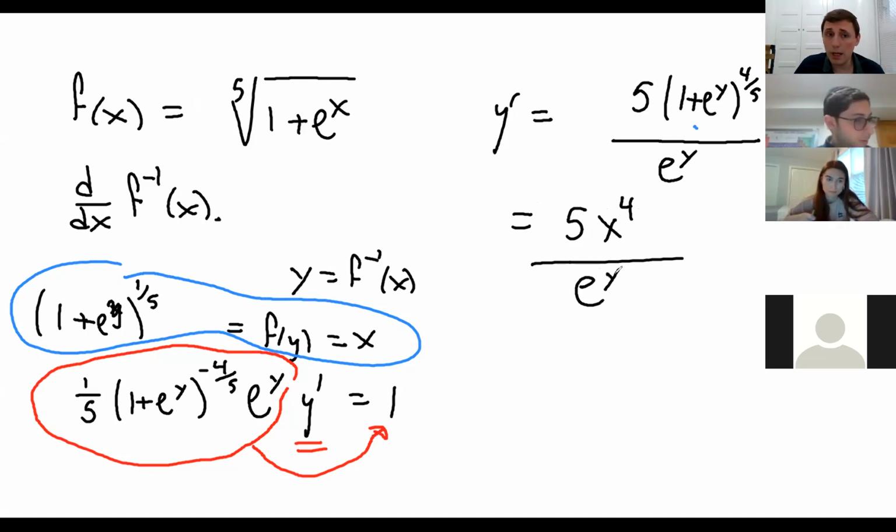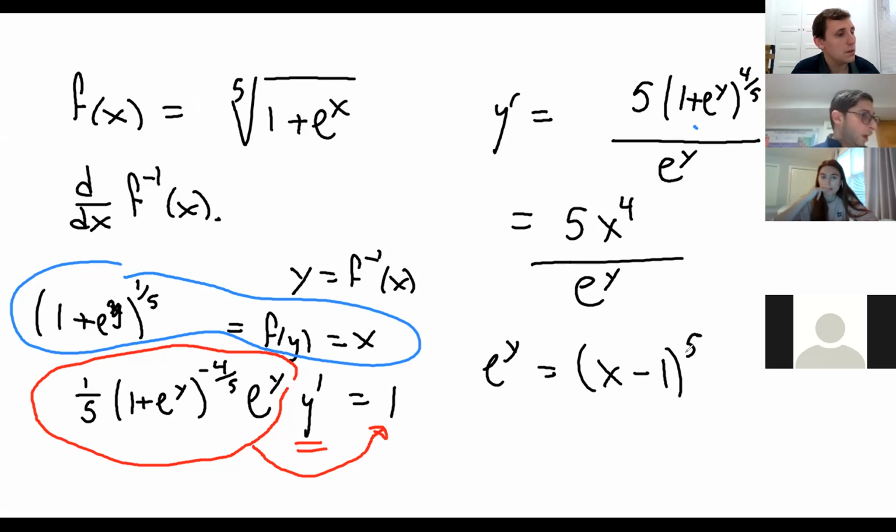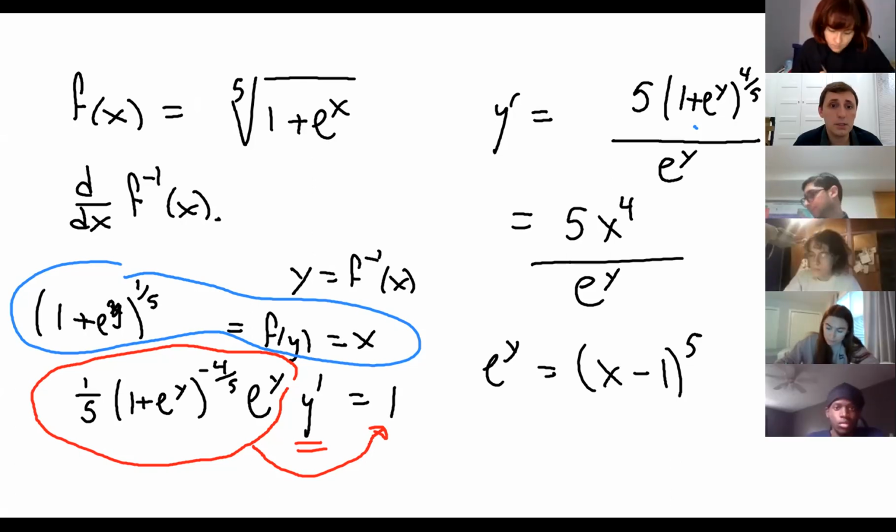How do I get e to the y? If I want a simpler formula for e to the y, I just have this expression, right? So we have that 1 plus e to the y to the 1/5 is equal to x. So e to the y is equal to x minus 1 to the power of 5. Do you agree? e to the y is x minus 1 to the power of 5, which is exactly what I can place there.